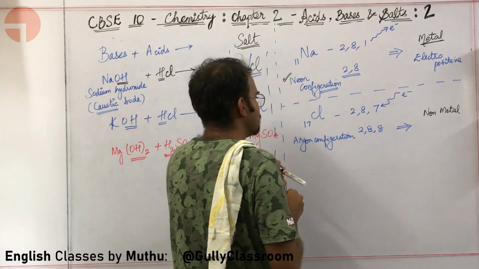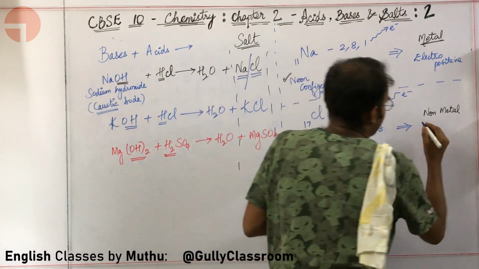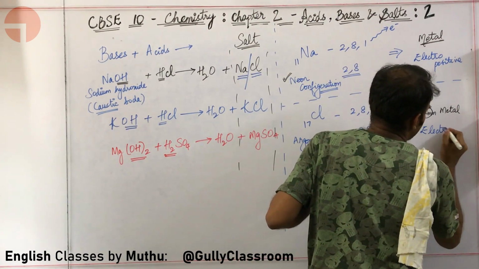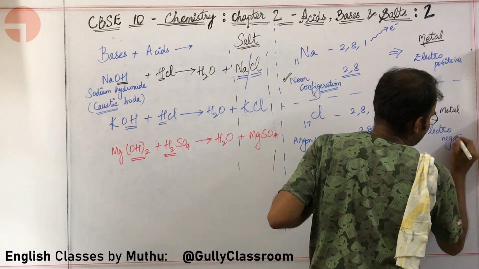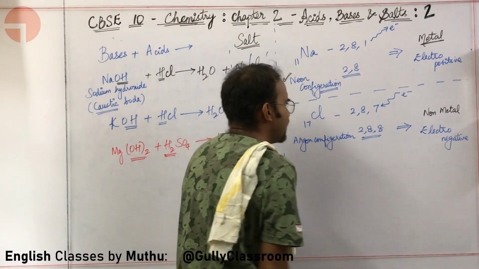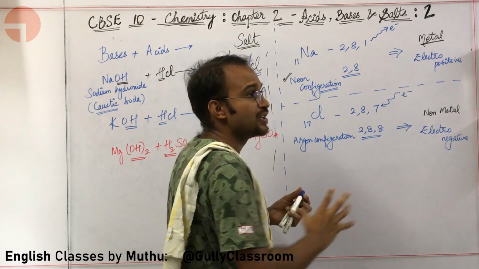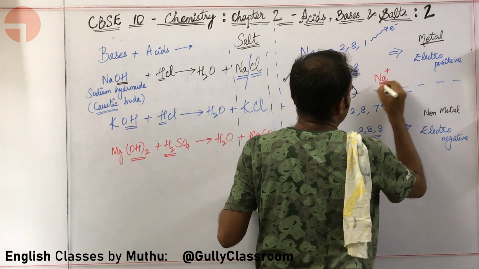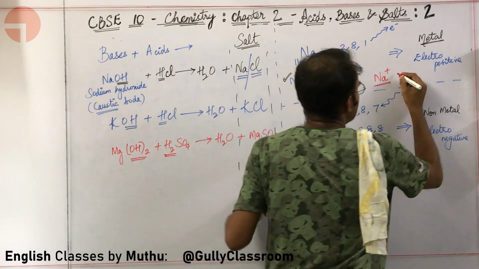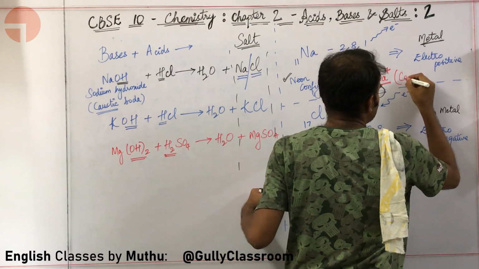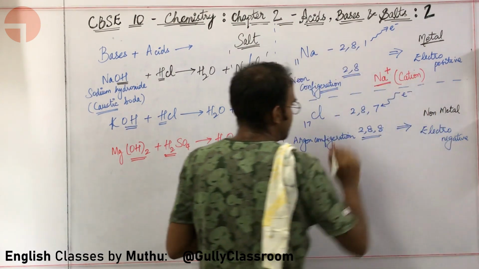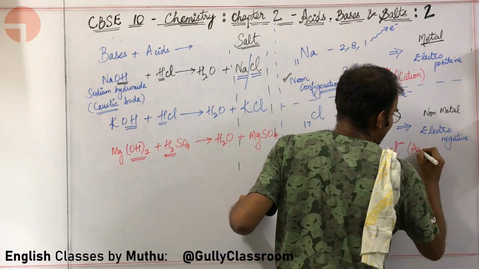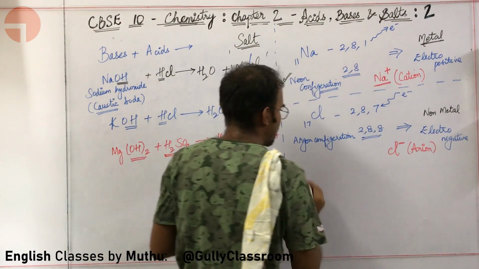Non-metals take electrons from outside to form complete noble gas configurations. They are called electronegative. Why, sir? Because they are forming negative ions. Here sodium is forming Na plus, which is a positive ion. A positive ion is called a cation. Here chlorine is forming Cl minus, or anion. Negative ions are called anions.